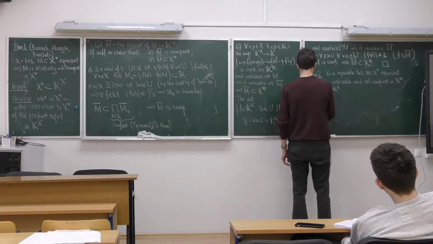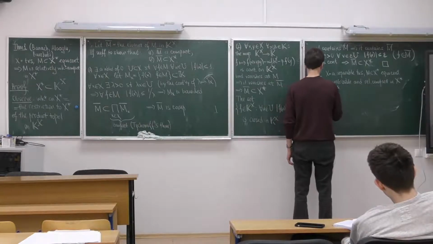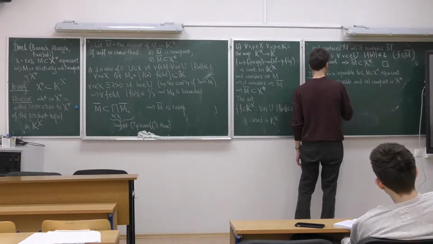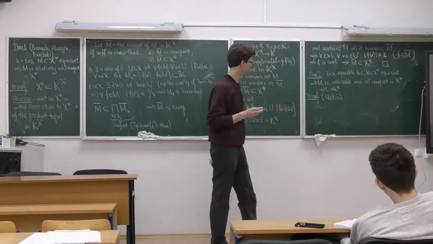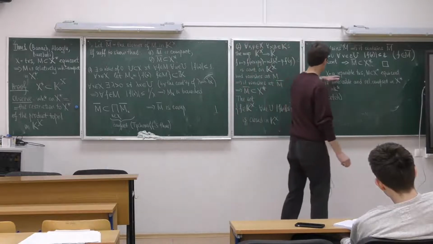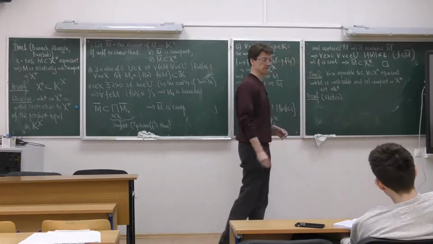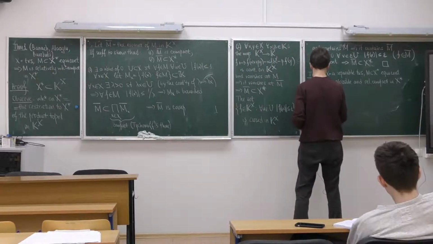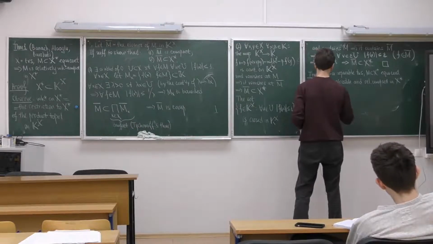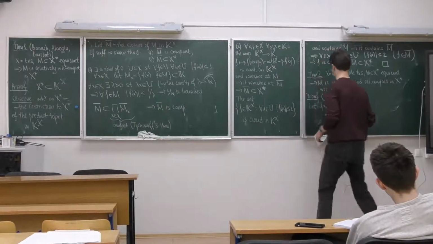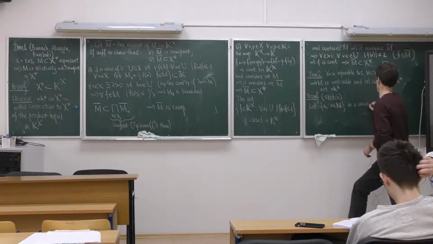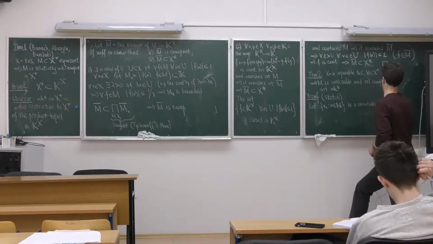I'll give you only a sketch of proof. Actually, the proof will be reduced to a couple of simple but useful exercises. Well, since X is separable, we can choose a countable dense subset. Let's denote the elements of the set by xn, where n runs over the natural numbers.